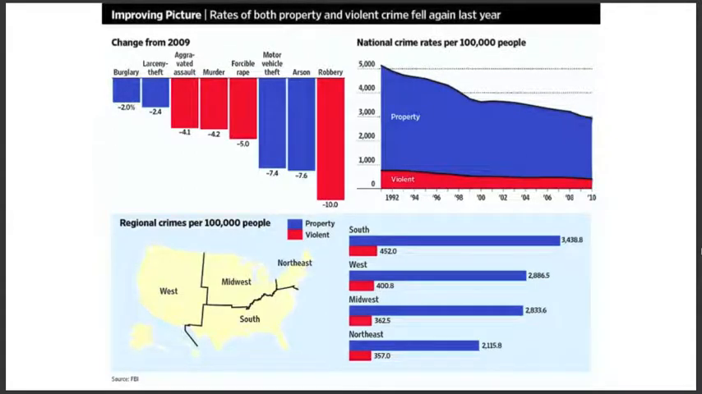As some of you may know, there has been in the year 2016 a very slight uptick in crime rates nationally. However, it is still a very small uptick. The trend still stands. Crime is going down.